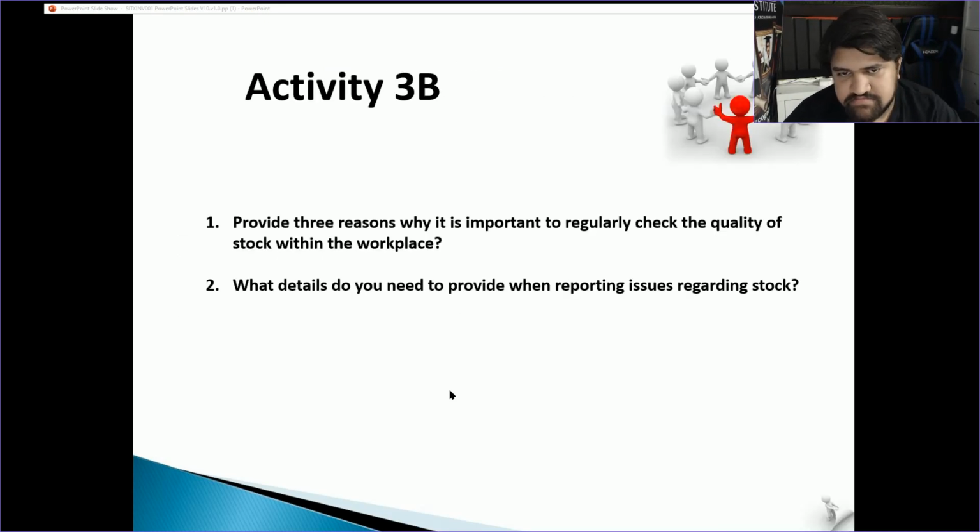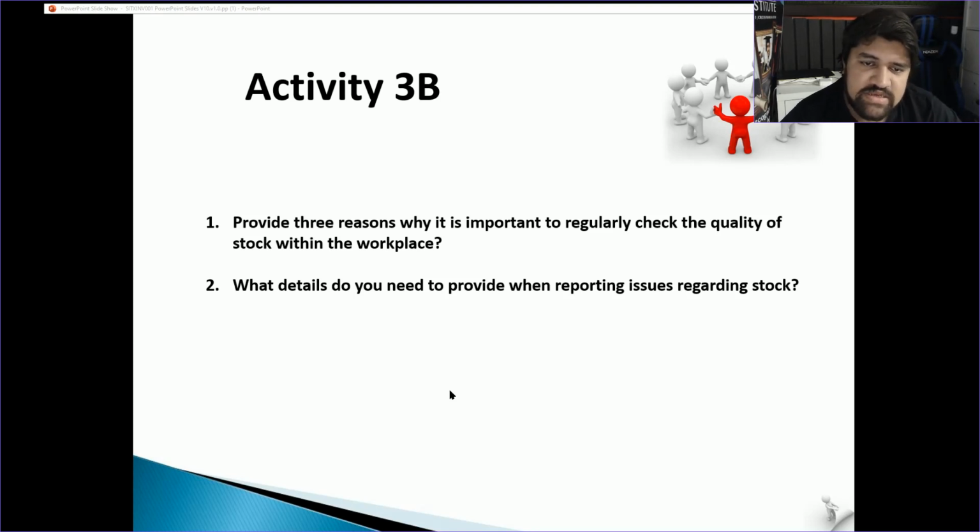It's simple. Alright, 3B. Provide 3 reasons why it is important to regularly check the quality of the stock within your workplace. So we're making sure that we don't have any issues with our product, making sure that there's no fungus or any rodents or any malfunctioning equipment that might be hurting our products. We're not wasting money, we're not creating wastage, we're not harming the environment because we're throwing away stuff. We're thinking about others and being socially responsible, that we're not throwing away food that could be consumed by others just because we made a silly mistake.